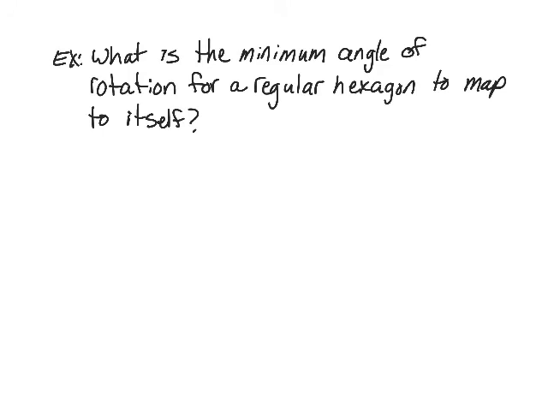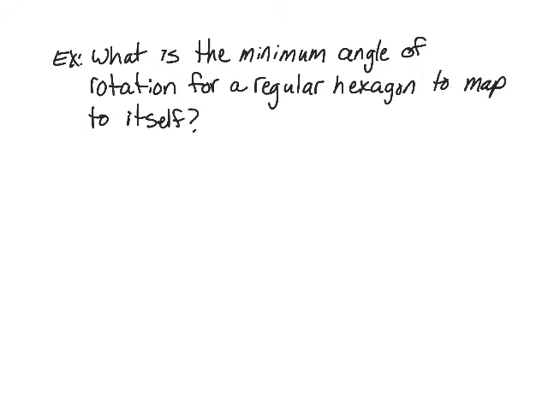So here's how we figure this out. Here's an example. What is the minimum angle of rotation for a regular hexagon to map to itself? So what is the smallest amount of degrees that I need to spin this thing on its center for it to line up and look like the original? A regular hexagon is a six-sided figure.